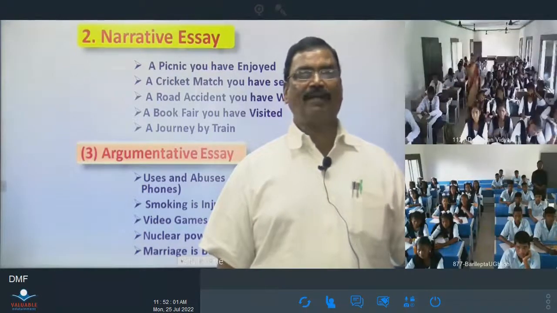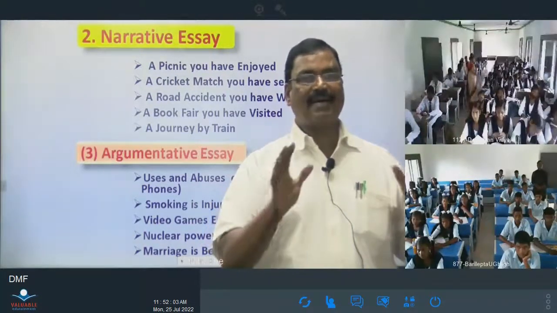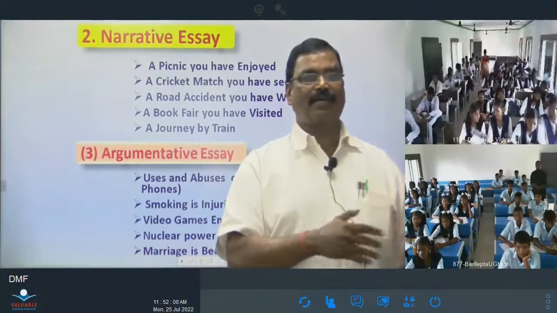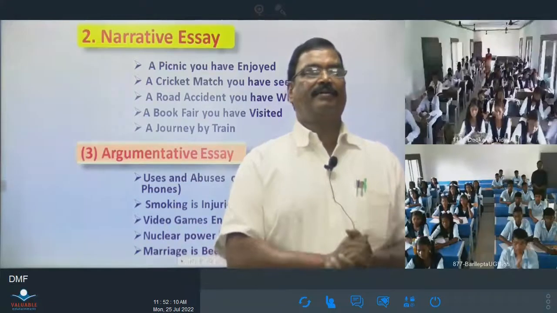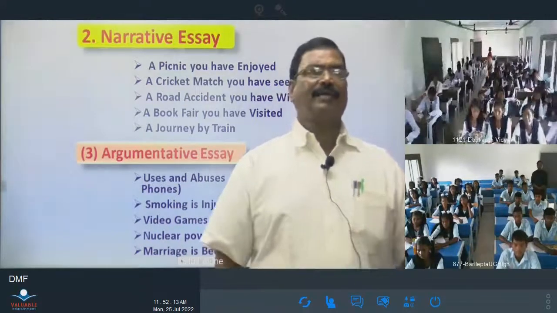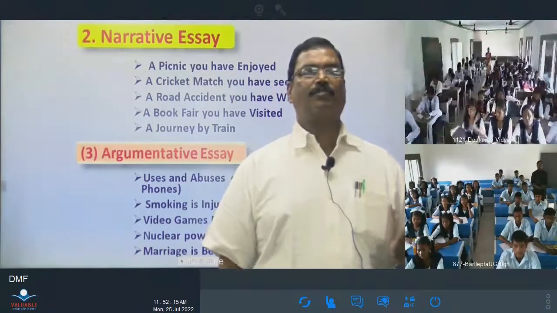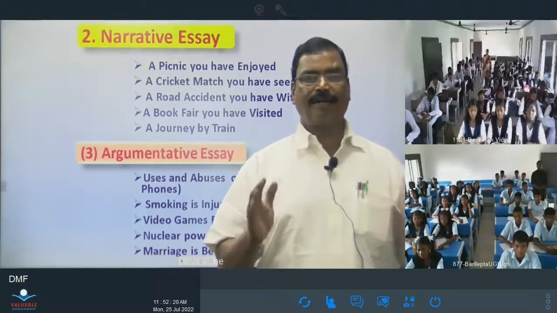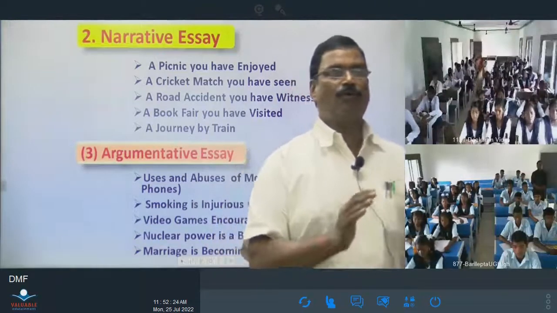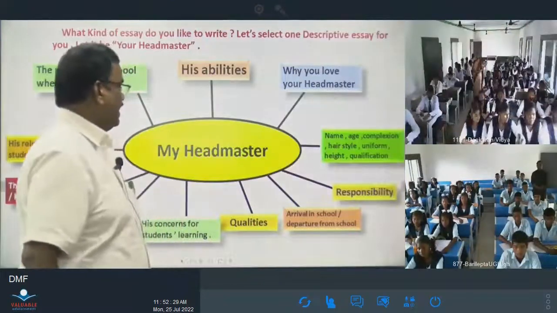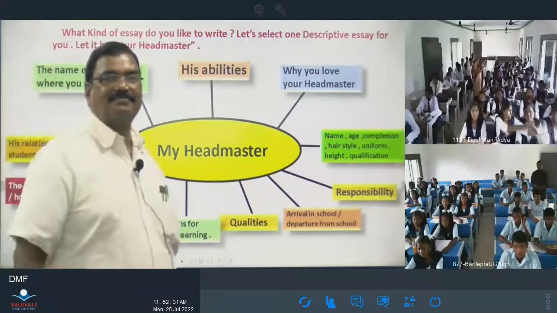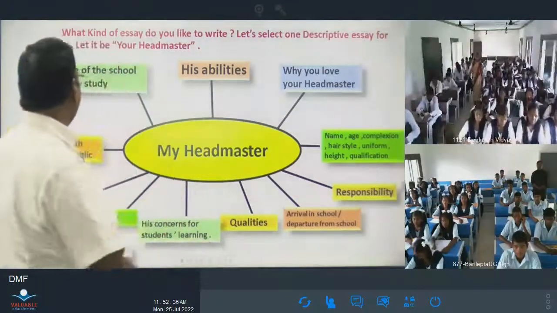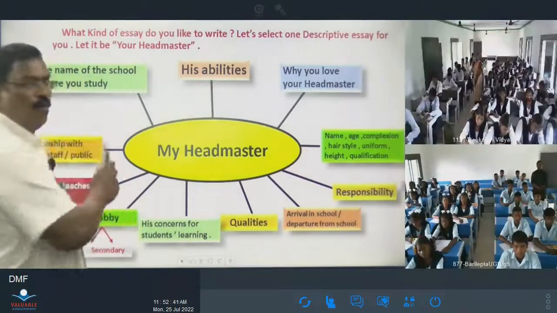Normally in the examination, what happens? Some outlines are already given, and based on the outlines, you have to expand it. In addition to that, you can also insert some ideas of your own, if you think it relevant. Now, if you take a look here, descriptive essay, my headmaster. What are the points? See the Venn diagram: the name of the school where you study.